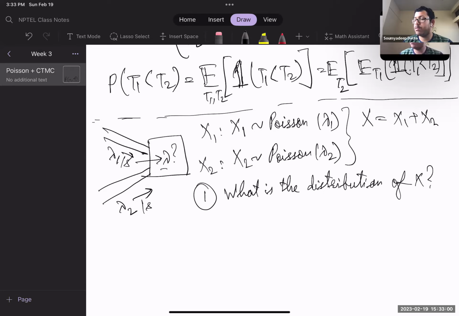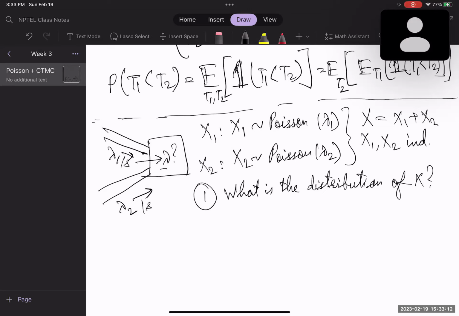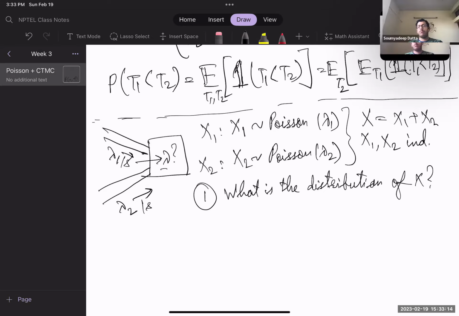And these are independent processes, of course. These are independent workflows, no dependence among them. So, I should mention, x1 and x2 are independent. Is it Poisson? Yes, it is indeed Poisson. And the second question is, can you compute the value of lambda?